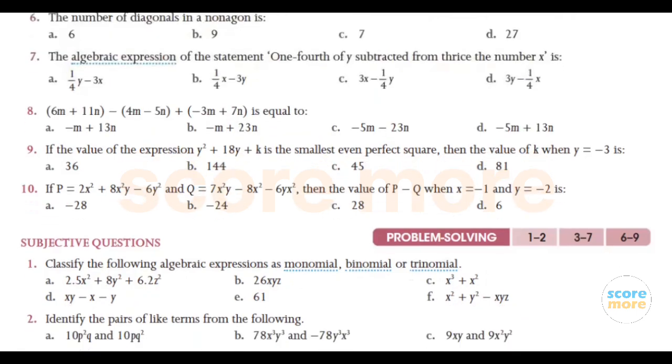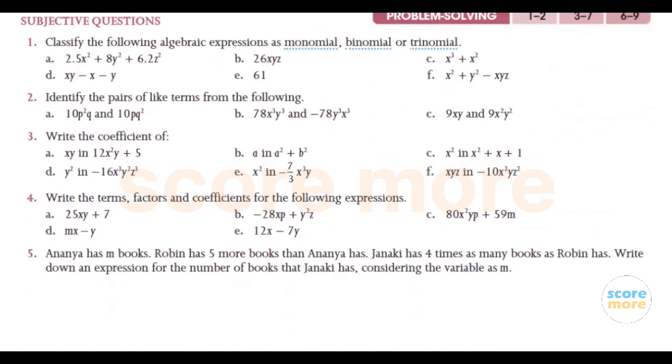Question number 2 is identify the pair of like terms from the following. Now we have to find out all the like terms in this. So for finding the like terms, we have to check the variables and their power. So here we are having p square q and pq square. Power is different, so these are not like terms. X cube y cube x cube.